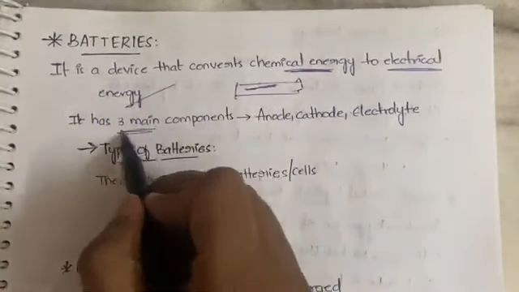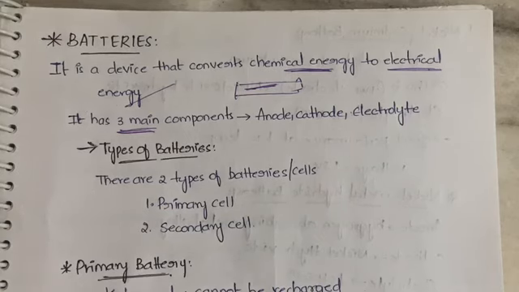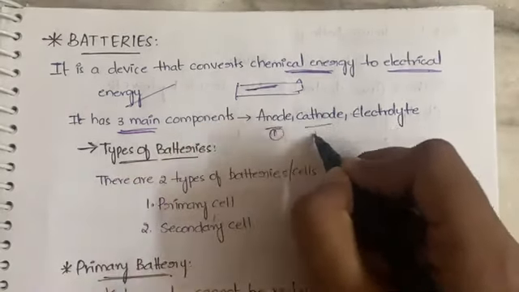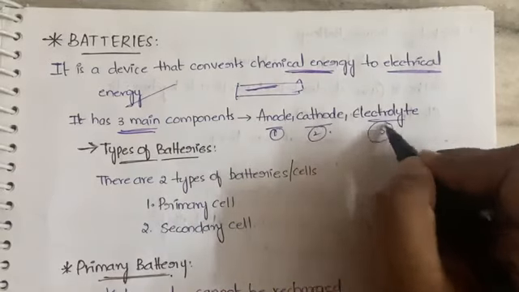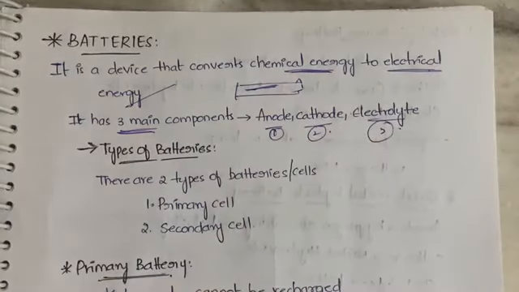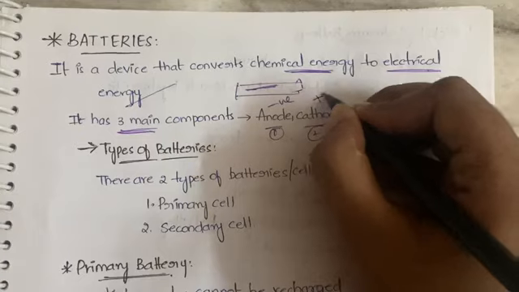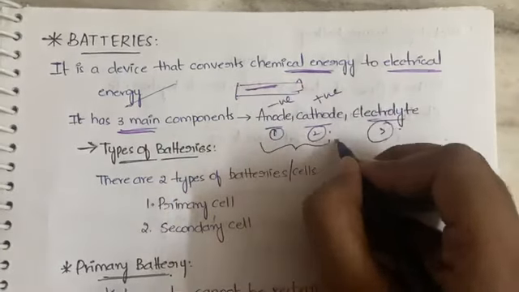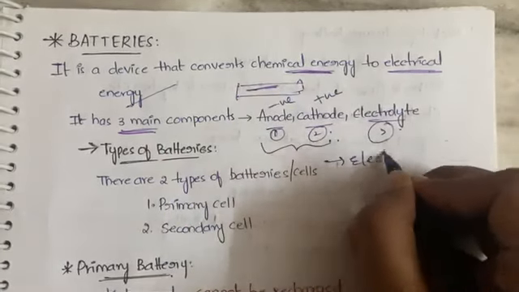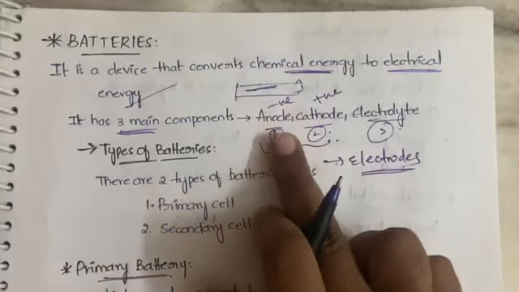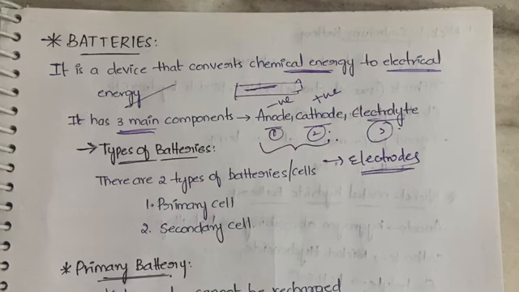And a battery has three main components. Any battery has three main components. What are they? Anode, number one, cathode, number two, and electrolyte, number three. Got it? Anode is nothing but the negative electrode and cathode is the positive electrode. Both of these together are called electrodes. Among these electrodes, the negative one is called anode and the positive one is called cathode, and the third one is the electrolyte solution.